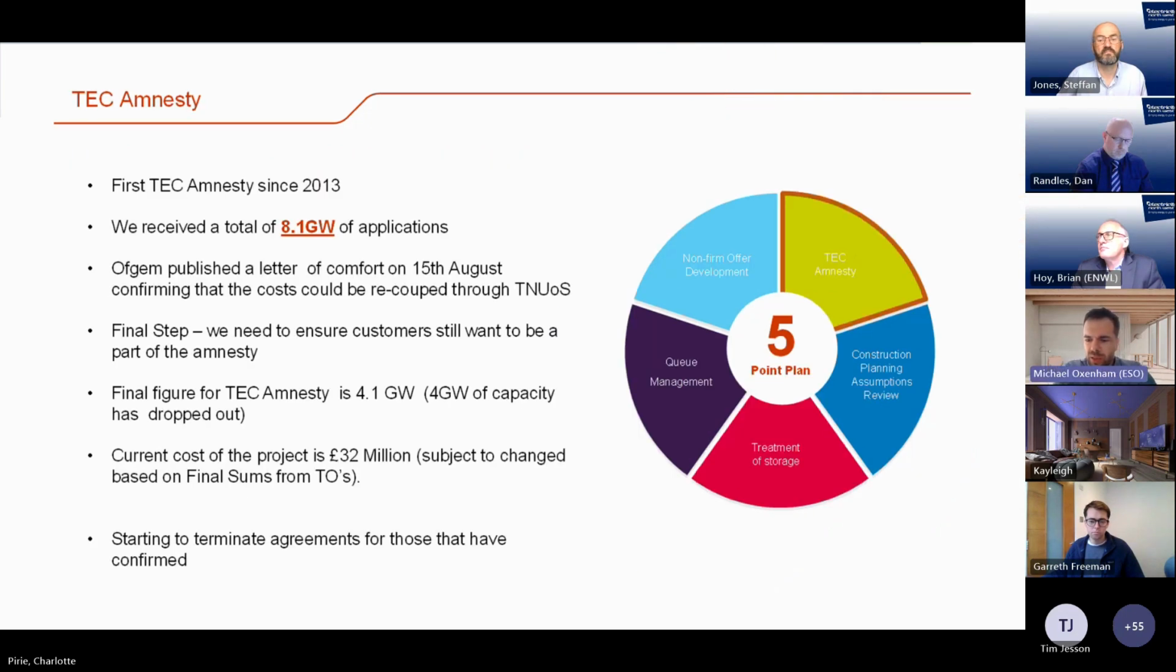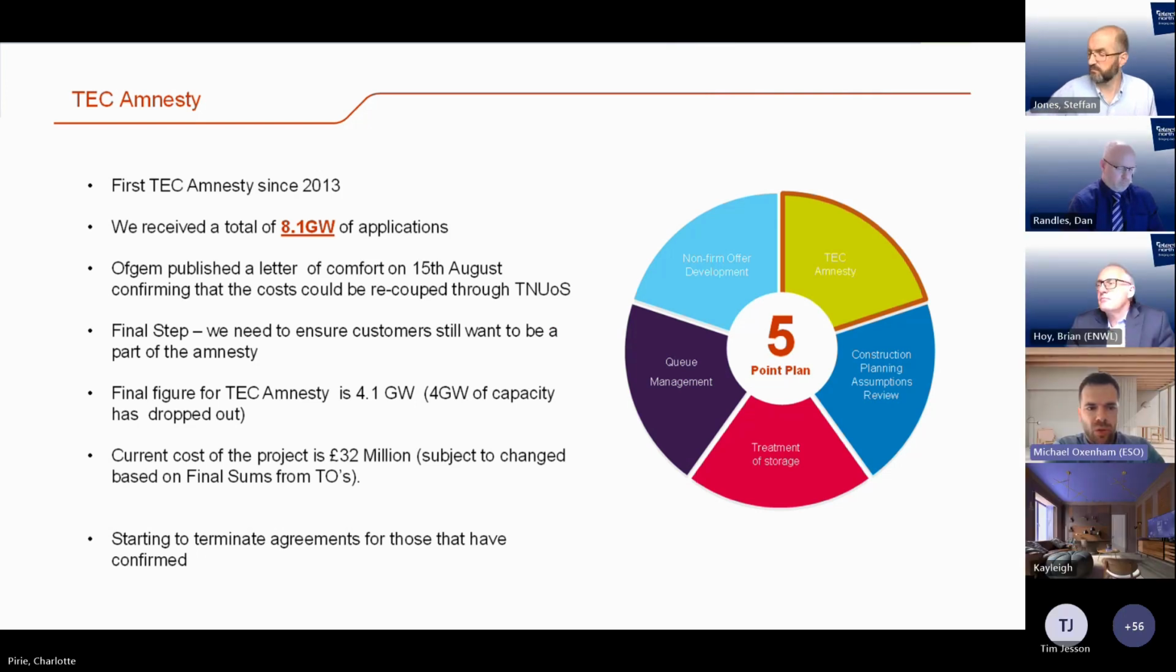So in terms of the tech amnesty, this is the first aspect of this, which has had a clear impact. So we received 8.1 gigawatts worth of applications that closed a while ago now, and we've recently had support from Ofgem in relation to progressing with that and the cost associated with that. Due to the time between us asking for interest and concluding, and due to changes in projects who had expressed an interest for various reasons, some of that which had expressed an interest has dropped out in the final stage. So the final number is 4.1 gigawatts.